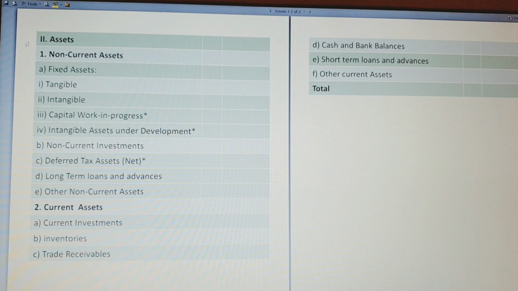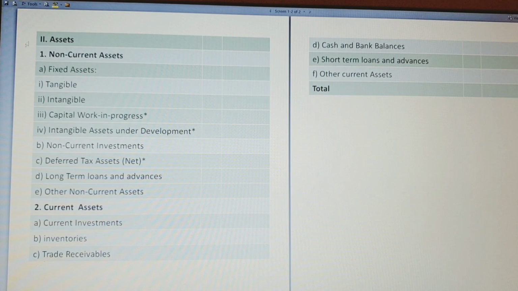Coming to other non-current assets are non-current investments. It can be trade investment, non-trade investment, whatever. But if it is for a longer period of time, we put it under non-current investments. This can be investments in shares and debentures of other companies, bank fixed deposits, etc. So if you have made investments in any other place, it comes here.